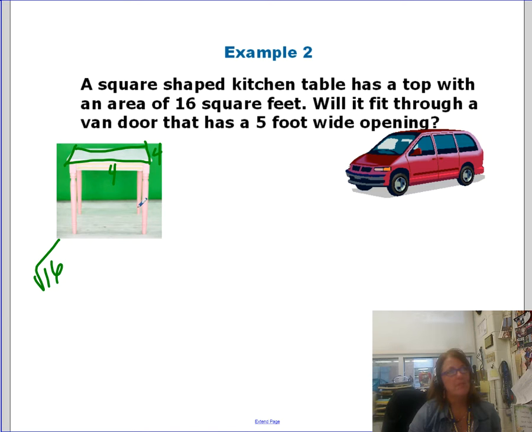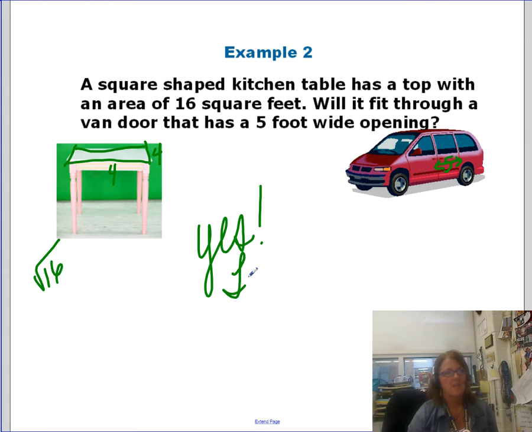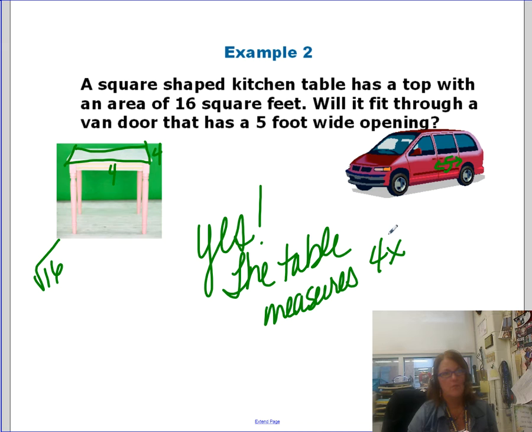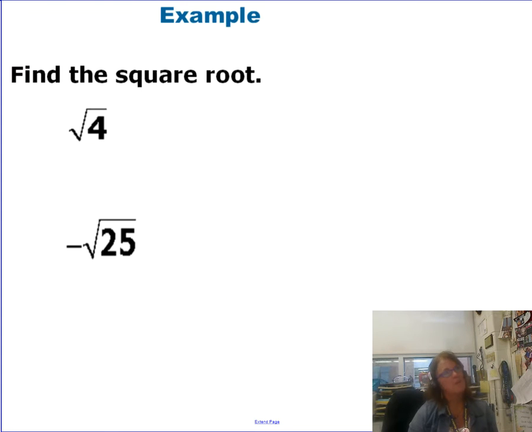Now, the top, will it fit through the van door that has a 5-foot wide opening? Okay, so think about it. If this side door opens up 5 feet, my table itself has a side of 4. Yep, I got a foot to spare. Yes, it will. Okay, the table measures 4 feet by 4 feet. So it'll work. Let's look at another one.